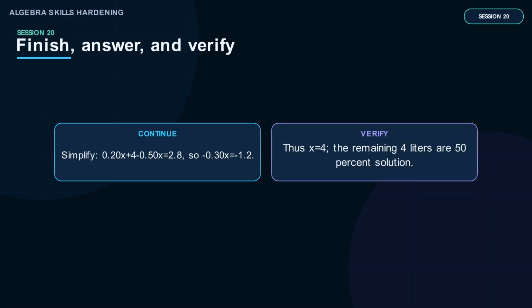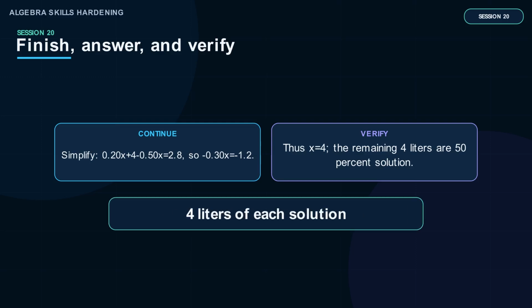Complete the argument. Thus, x equals 4. The remaining 4 liters are 50% solution. This is part of the solution, not decoration. The final answer is 4 liters of each solution. Compare it with the requested variable, expression, unit, interval, or classification. Verify from another direction: substitute, compare representations, inspect units, or test a boundary. Prove that the result satisfies the original conditions.